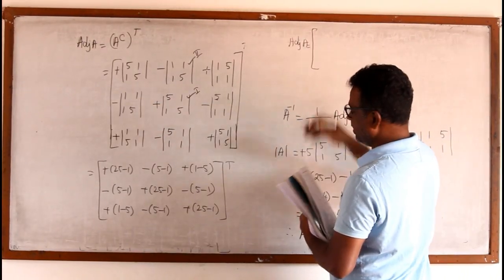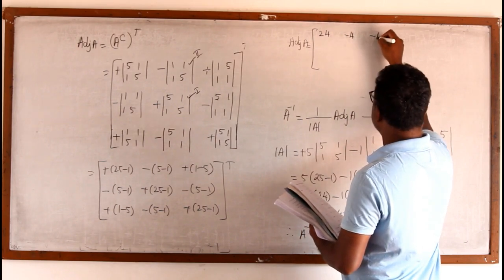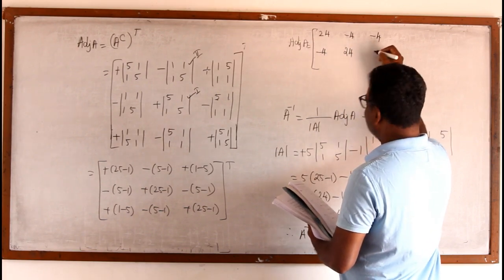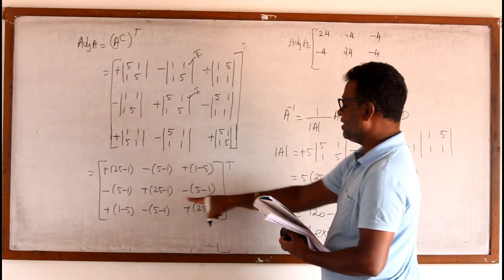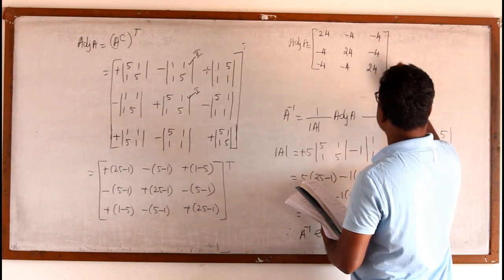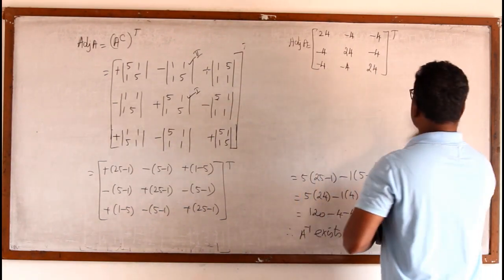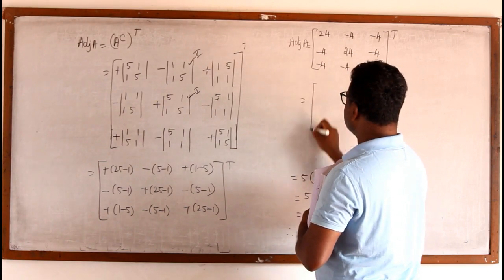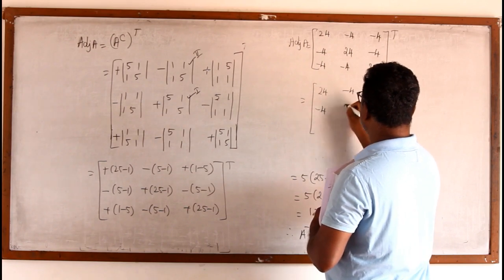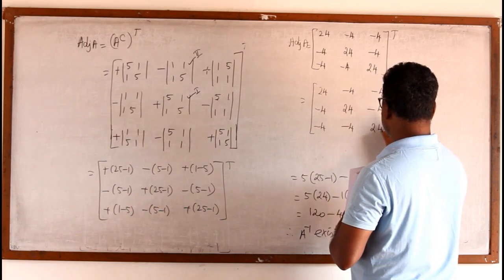Therefore, adjoint of A equal to plus 24. It is 4, so minus 4, minus 4. 4, so minus 4, plus 24. 4, so minus 4, because of this minus sign. It is minus 4, 24, the transpose. Therefore, when I transpose this, all the columns will become rows. 24, minus 4, minus 4, minus 4, 24, minus 4, minus 4, minus 4, 24.